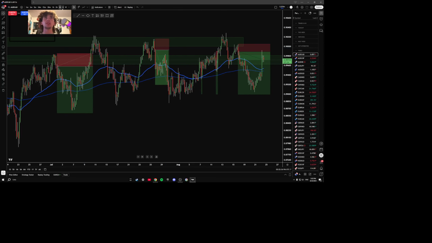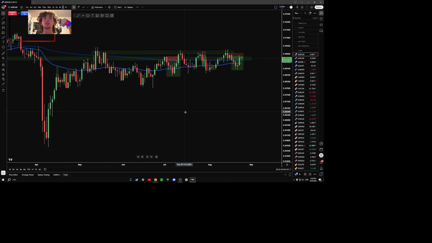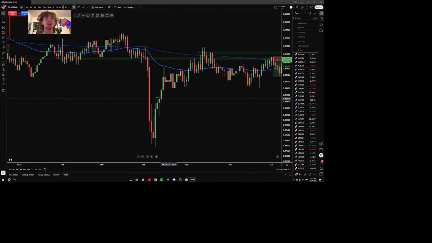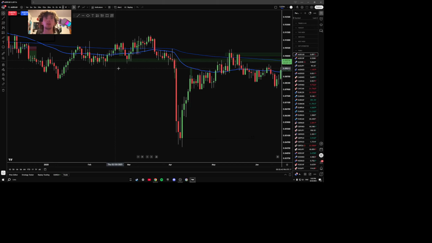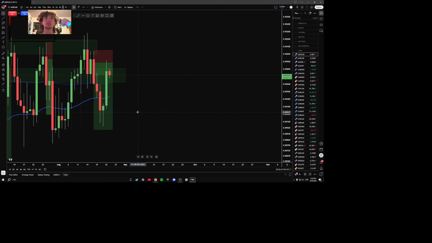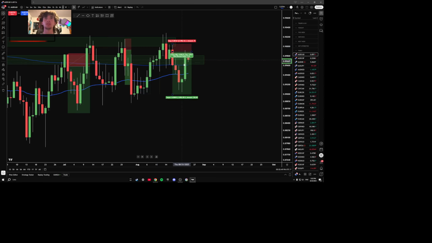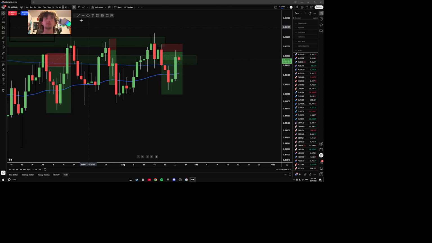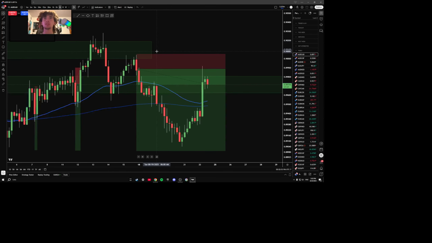Starting off with AUD CAD. It looks like this pair has made it back to our area of interest. Got a lot of touches over here. Clean price action. Last week we did want to enter up here. We ended up missing the move, but it looks like it's retraced pretty nicely for us.